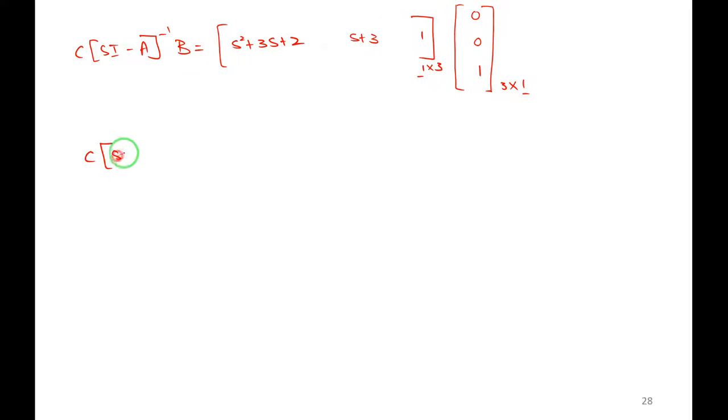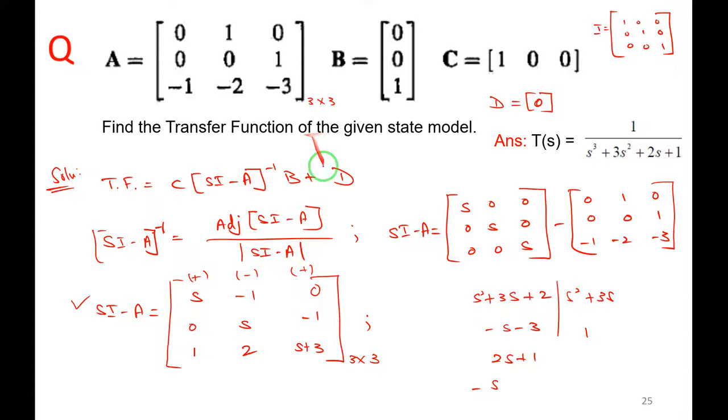So let me find this out. C into (sI minus A) whole inverse into B: first row first column, this will vanish, 0 into 0, s plus 3 into 0 will also vanish, then 1 into 1, I am getting only 1. This is a 1 cross 1 matrix, right? Then next, plus D. What is D? It is 0. So the transfer function is C into (sI minus A) whole inverse into B plus D, right?